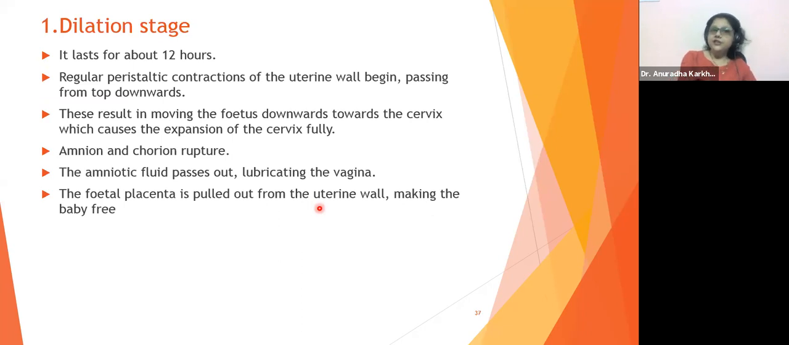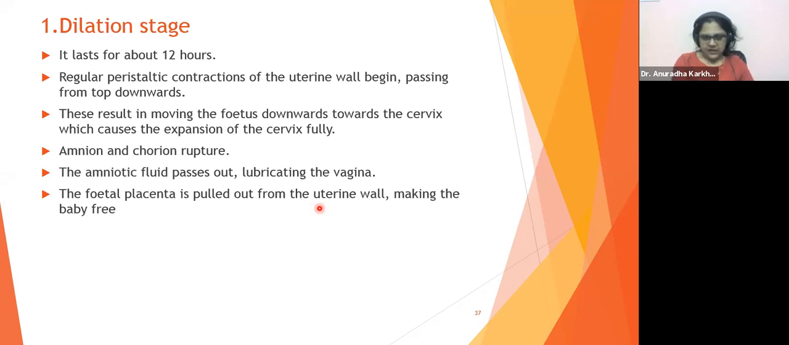First is the dilation stage. Let us understand this. The dilation stage lasts for about 12 hours. Regular peristaltic contraction of the uterine wall begins, passing from top to downwards. So from the top to the lower vaginal regions, these contractions are going to be experienced by the female. These result in moving the fetus downward towards the cervix, which causes the expansion of the cervix fully.